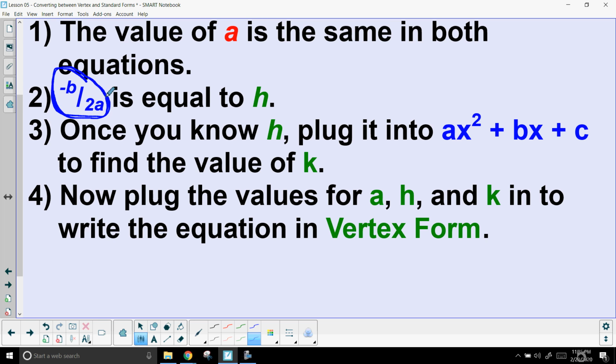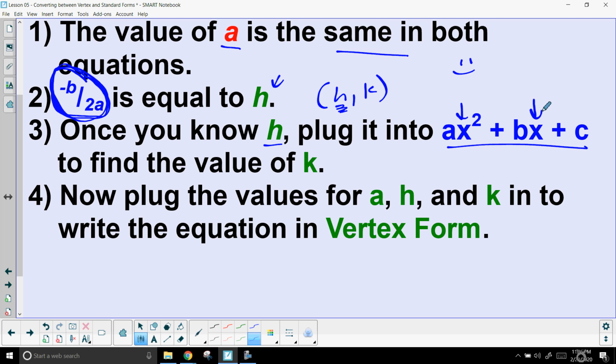But first of all, 1, take the value of A. It's the same for both equations. You need this formula because that's going to equal H. And remember, H is part of the vertex. Once you know H, plug it in for all the X's so we can find K. Then we have A, H, and K. We're going to plug it in to the vertex formula. Boom. Let's try one out.